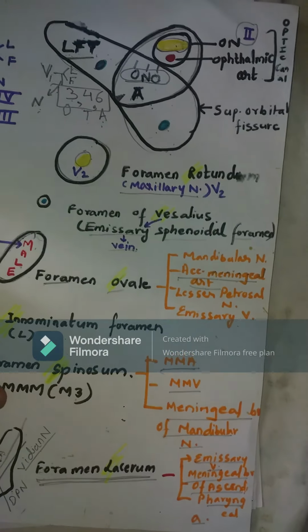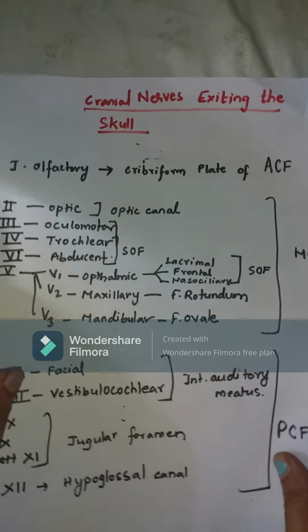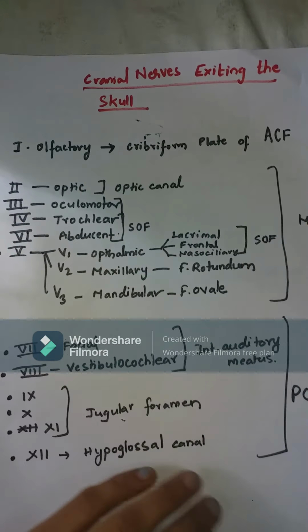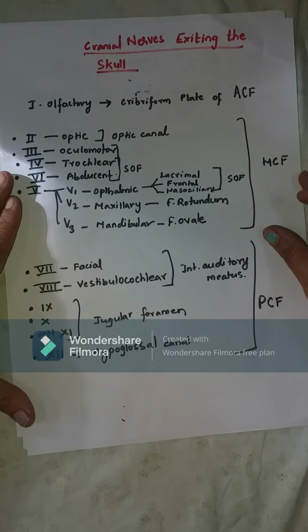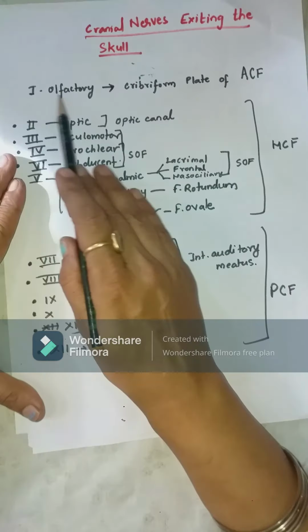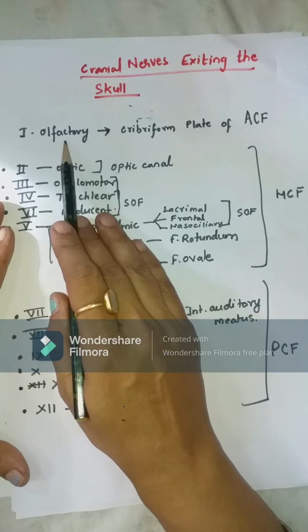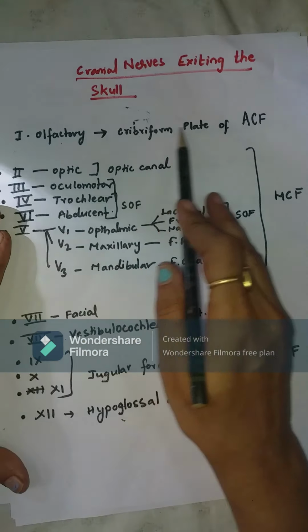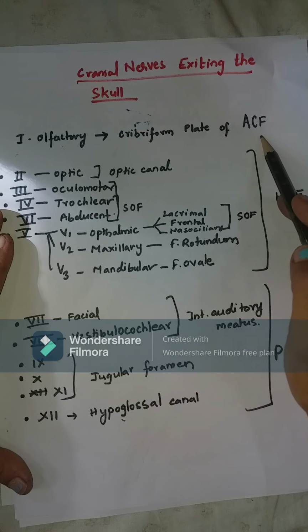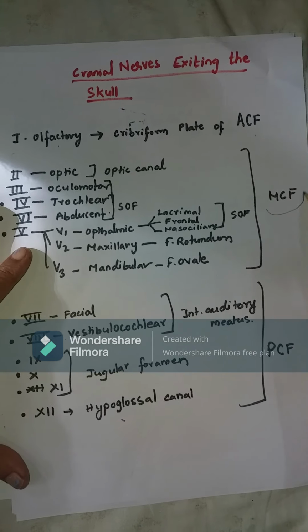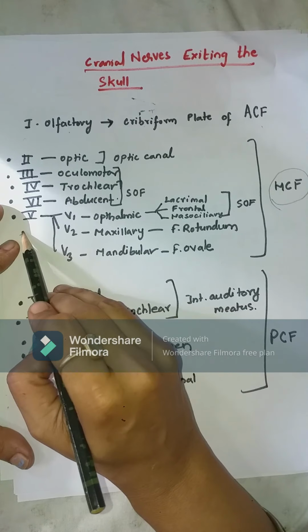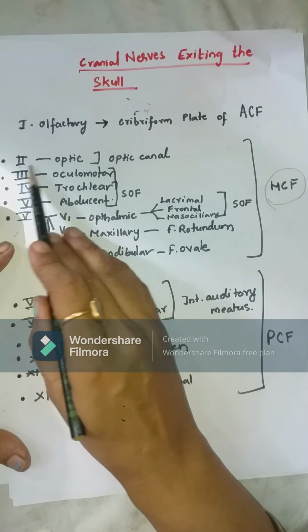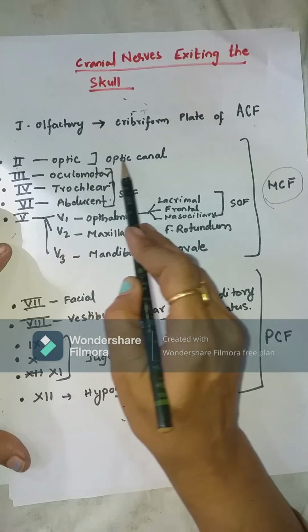The next thing which I want to show you is a zest of what are the various cranial nerves exiting the skull through various foramens. There are 12 pairs of the cranial nerves. The first is olfactory cranial nerve, which passes through the cribriform plate of anterior cranial fossa. Through the middle cranial fossa, these are the 5 cranial nerves which are passing. Second is the optic cranial nerve, which passes through the optic canal.